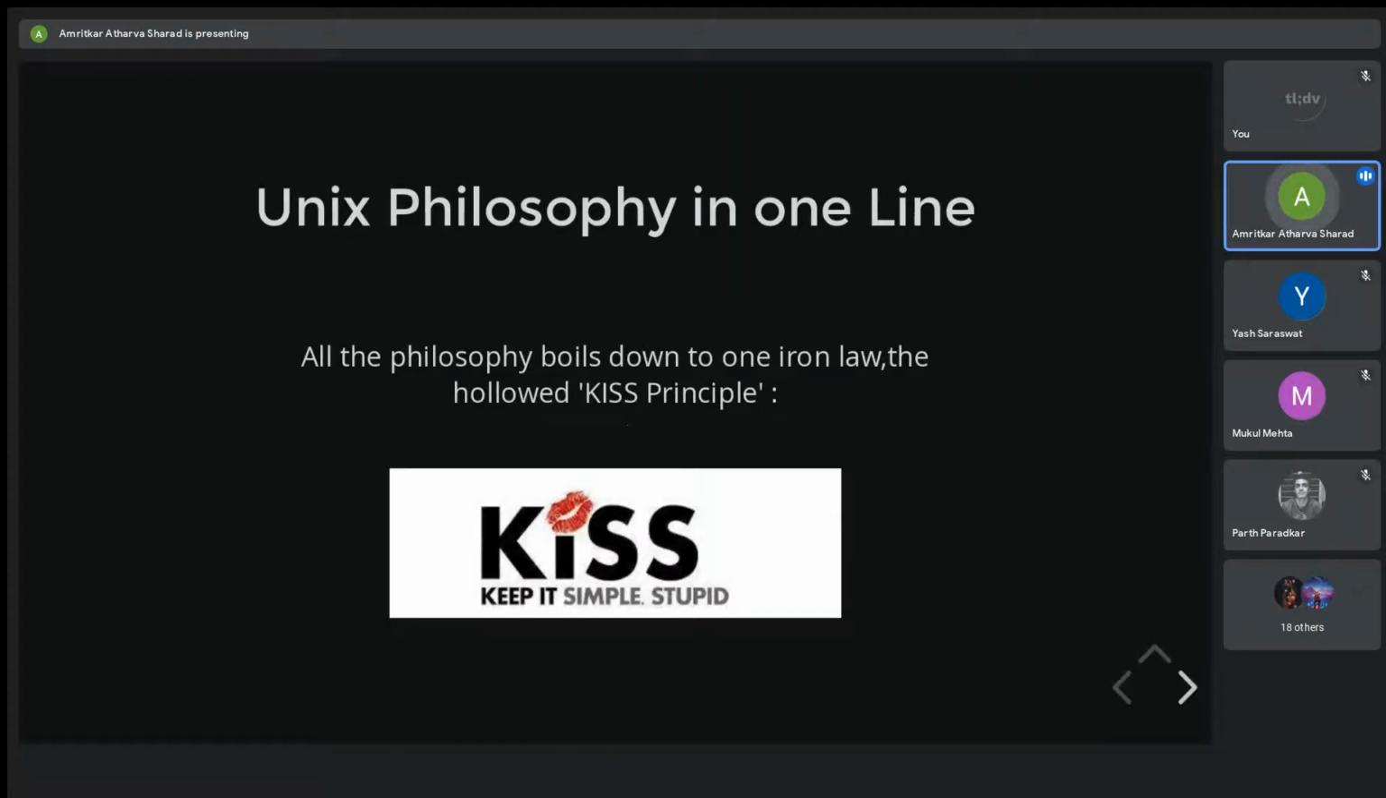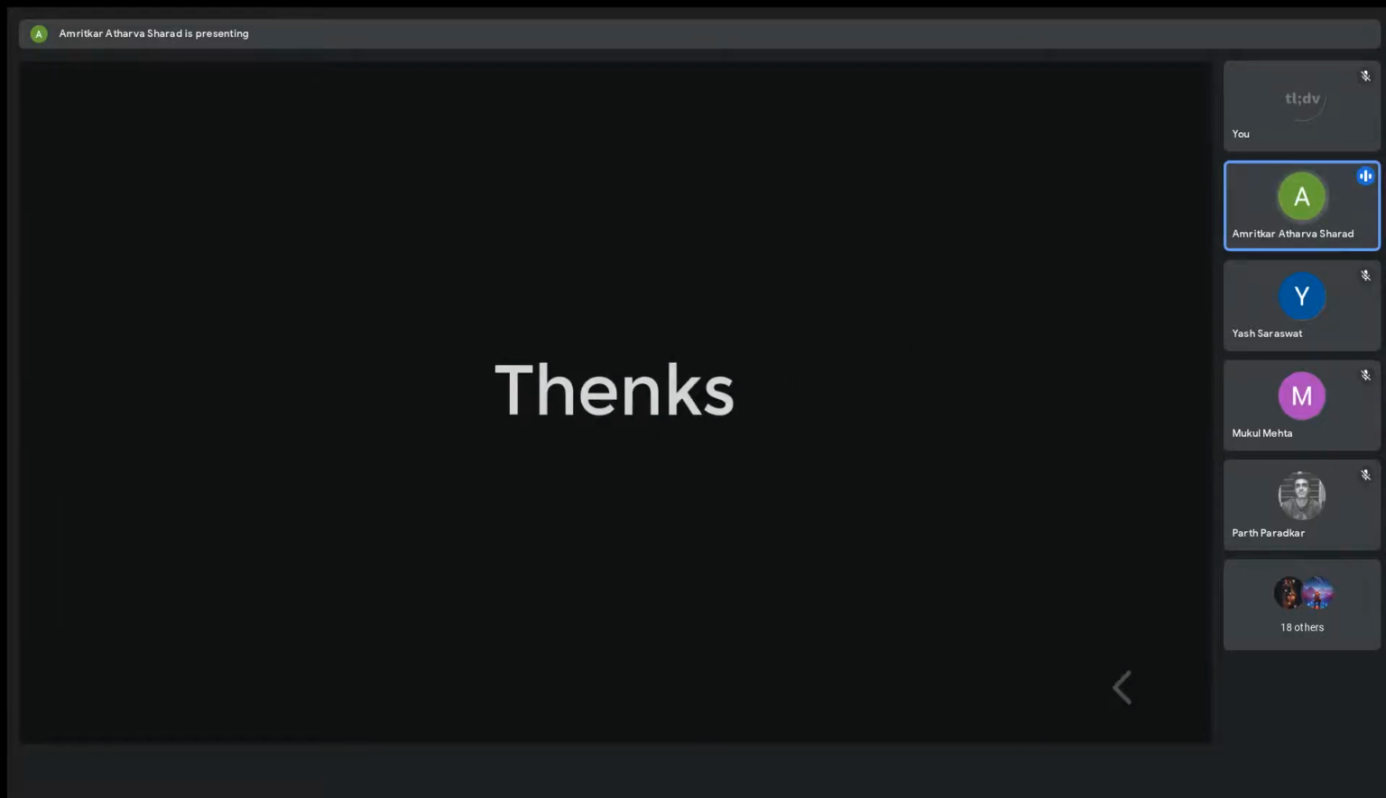So boiling it down more, it comes to one simple line: keep it simple, stupid. So that is the entire Unix philosophy. Yeah, that's it from my side.